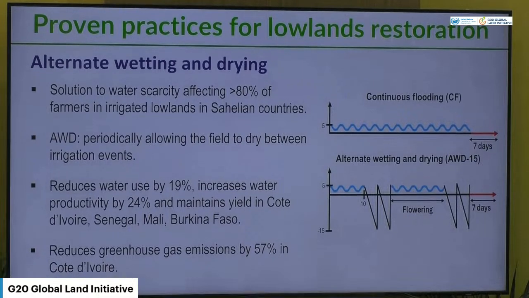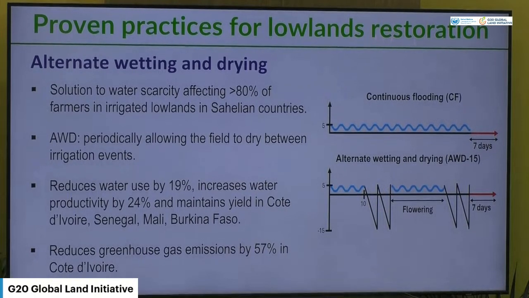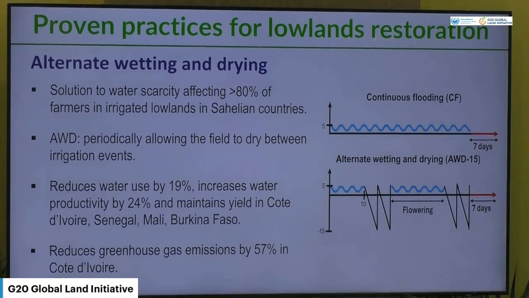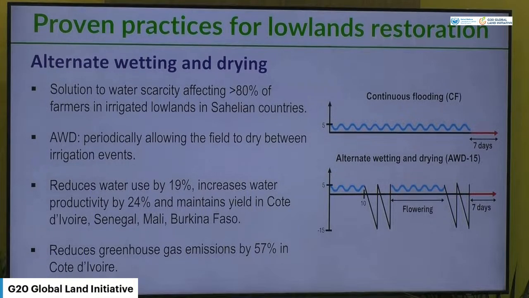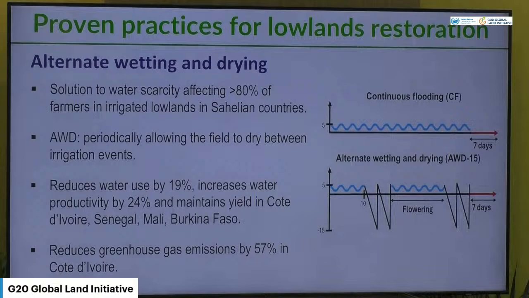It reduced the water use in rice cultivation by 90%, increased water productivity by 24%, and maintained yields in countries like Senegal, Cote d'Ivoire, Mali, Burkina Faso, where it has been largely used by farmers. It also contributes to reducing greenhouse gas emission by 57% when we evaluated the potential of AWD for greenhouse gas emission mitigation in Cote d'Ivoire.